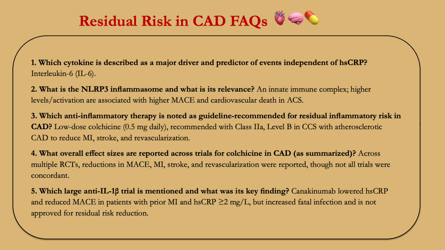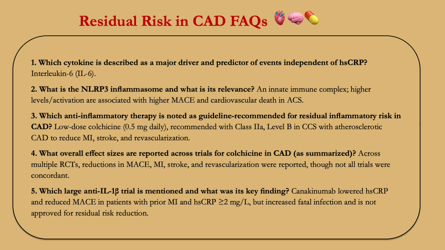Which anti-inflammatory therapy is noted as guideline recommended for residual inflammatory risk in coronary artery disease? Low dose colchicine, 0.5 mg daily, recommended with class 2A level B in CCS with atherosclerotic coronary artery disease to reduce MI, stroke, and revascularization. What overall effect sizes are reported across trials for colchicine in CAD? Across multiple randomized controlled trials, reductions in MACE, myocardial infarction, stroke, and revascularization were reported.